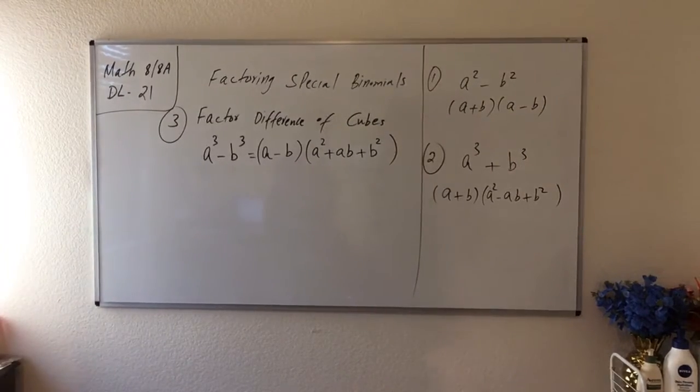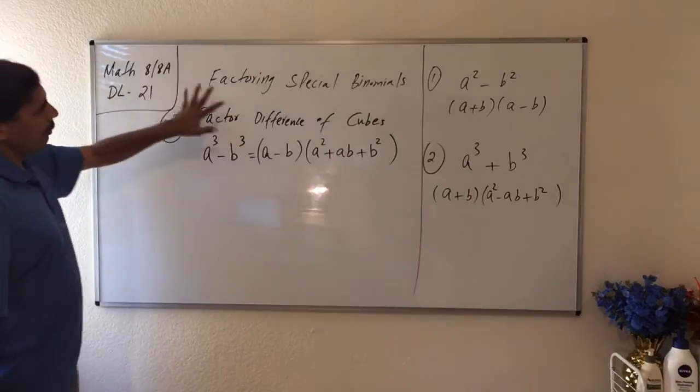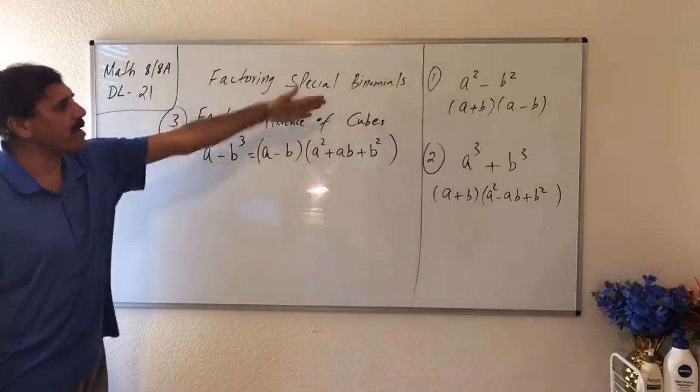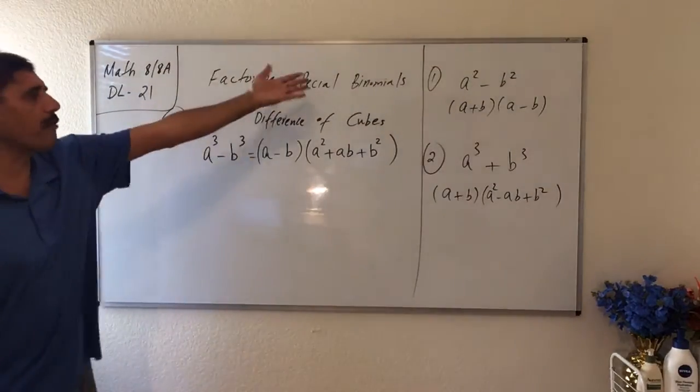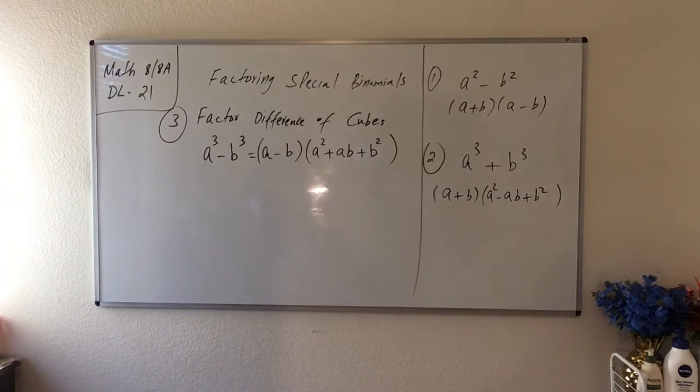Oh, hello everybody. The next lesson is the 21. The homework 21 is we're still working on factoring special binomials. So far we learned, number one, the difference of squares, which is a squared minus b squared equals a plus b times a minus b.